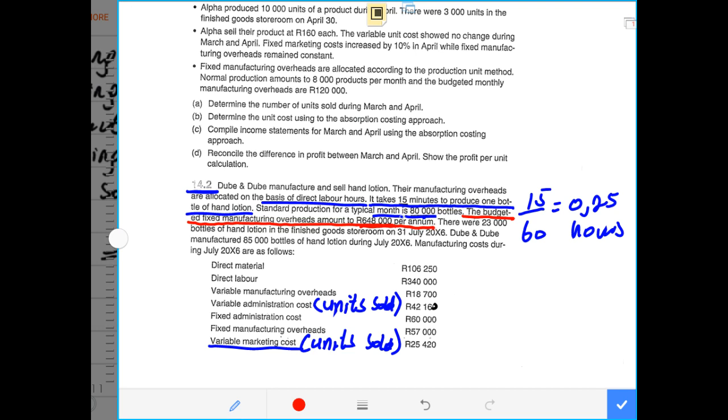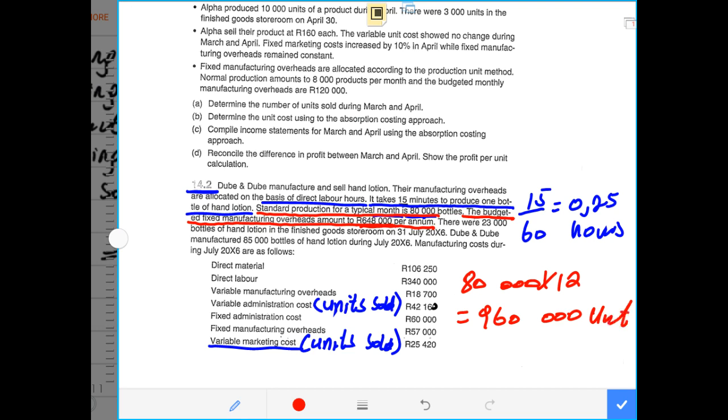Now, we were also given our typical standard production per month, which is 80,000 per month. So we need to convert one of them to have the same time frame, not per month and per annum. In other words, we take 80,000 units times 12, which gives us 960,000 units, the standard production for the full year.